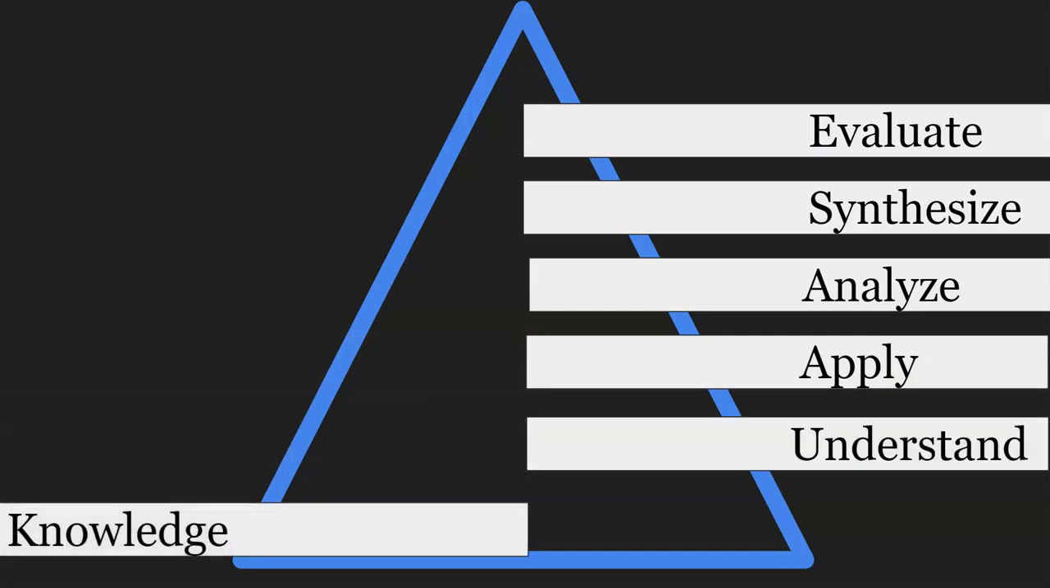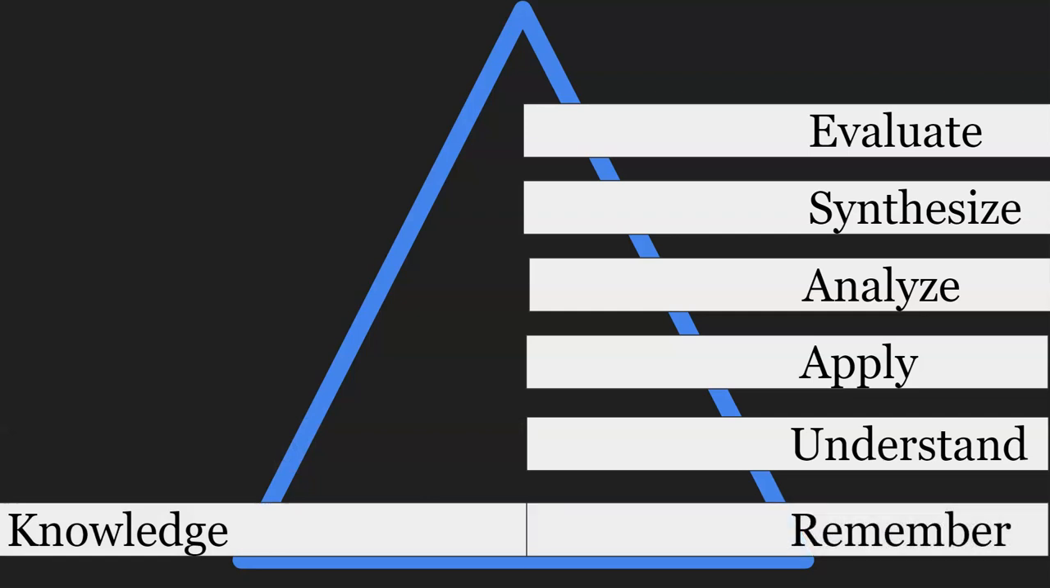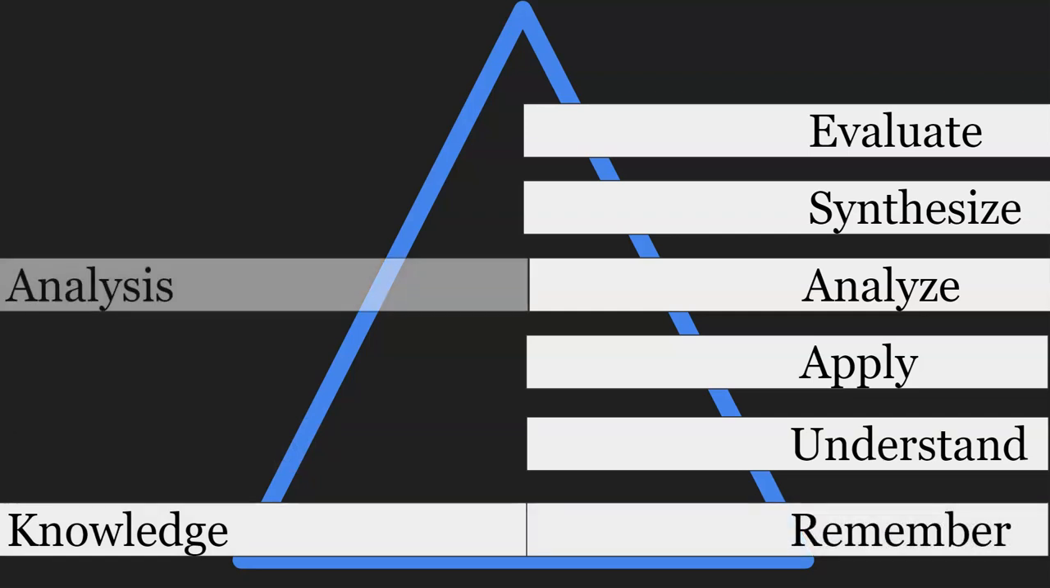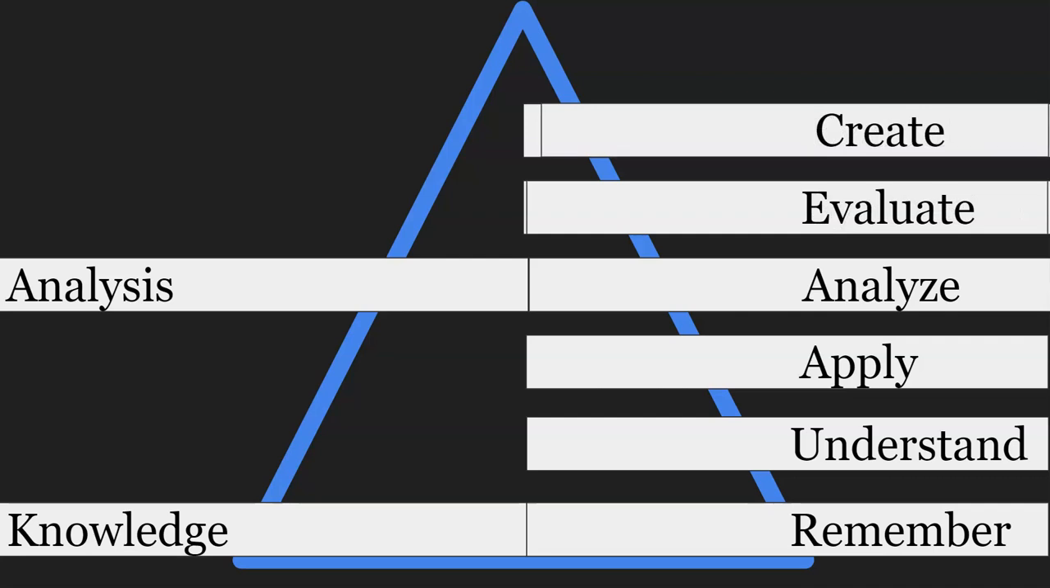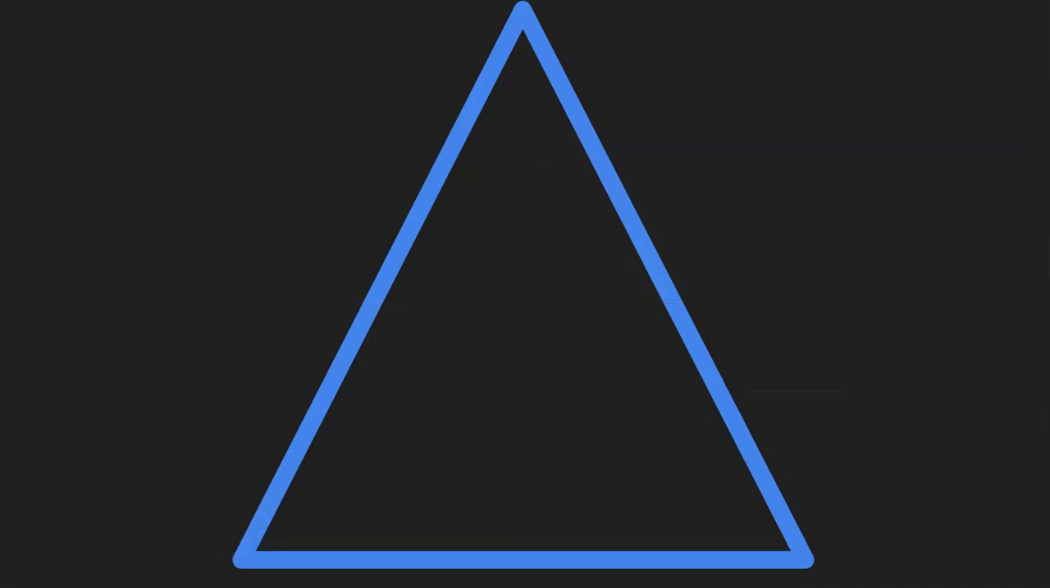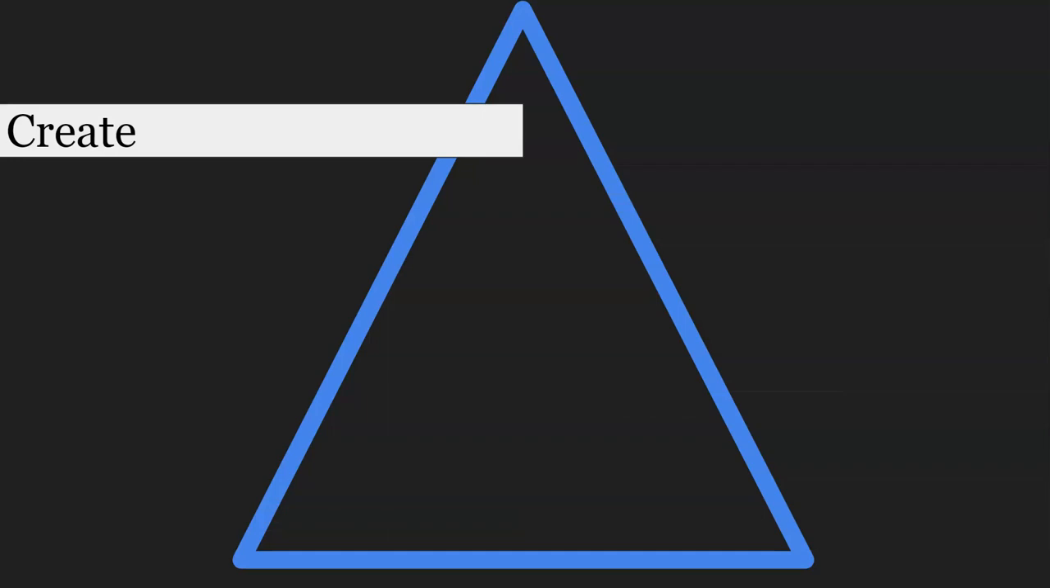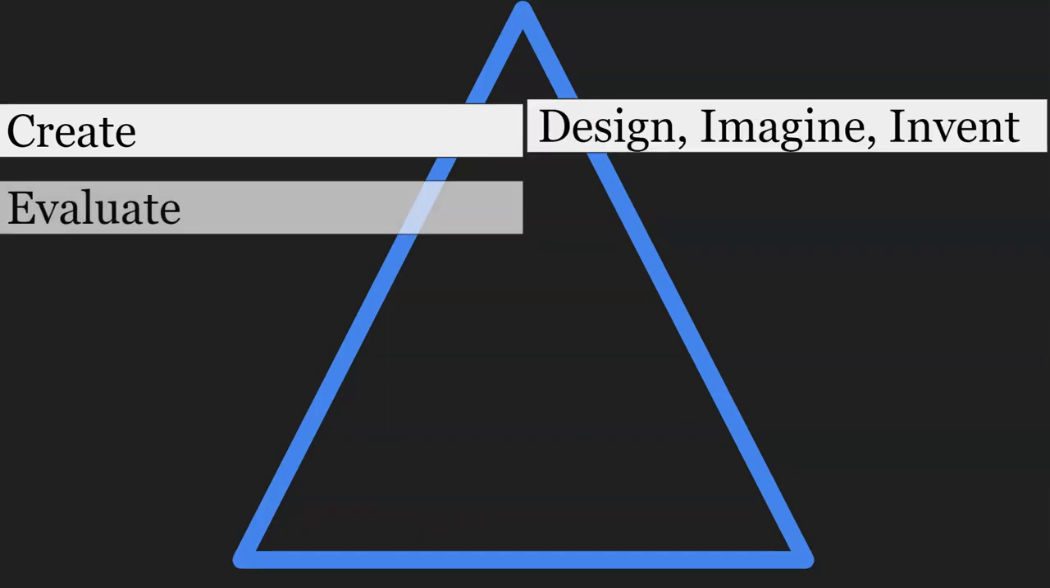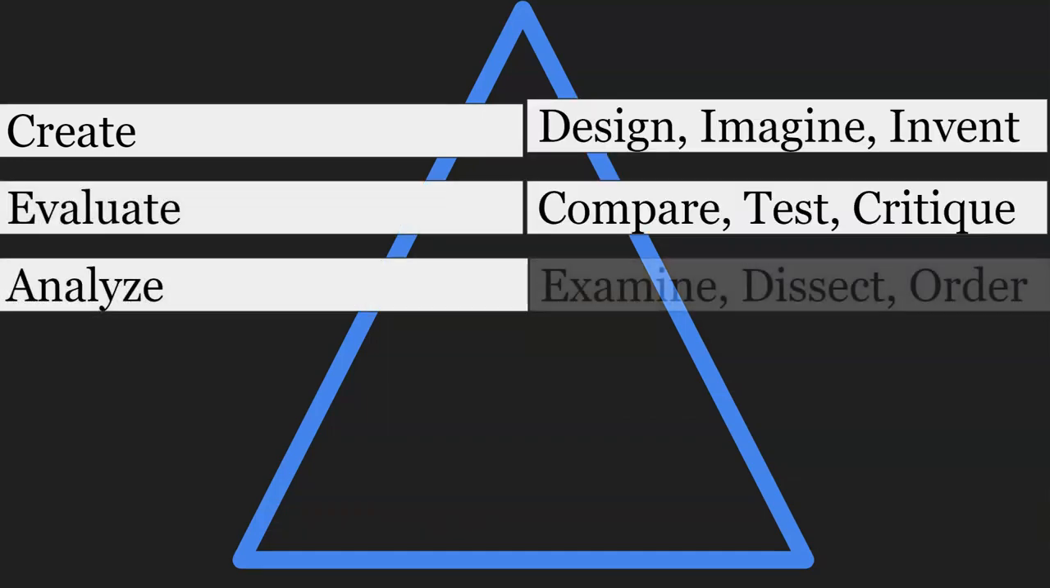For example, knowledge was replaced with remember, and analysis was changed to analyze. They also reordered the last two steps. Evaluation was moved down, and creating was moved to the top. With these changes, educators have many different verbs, questions, and instructional strategies for each level.